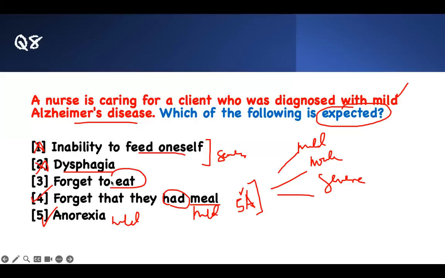Forget to eat at all. Now they don't remember what time they're supposed to eat. They don't even know there's something called eating. That's moderate disease. So forget to eat is moderate, but they forget that they already had some food. Yeah, that's mild, and anorexia is mild. So those two are mild disease symptoms.